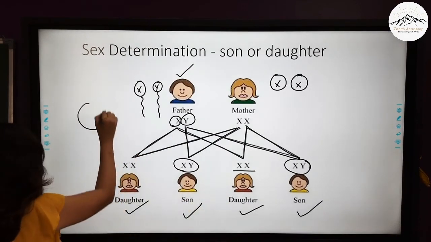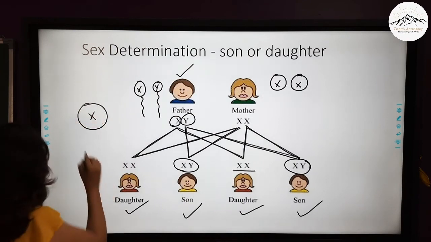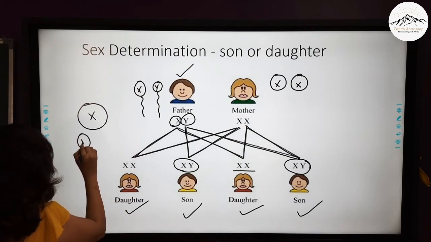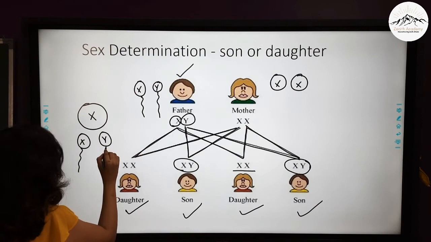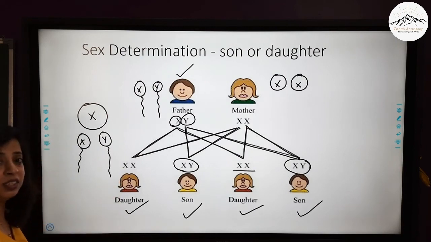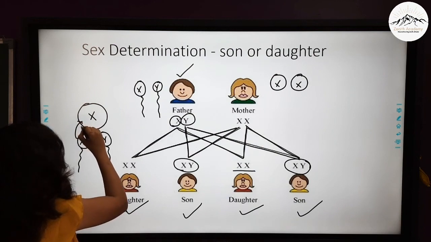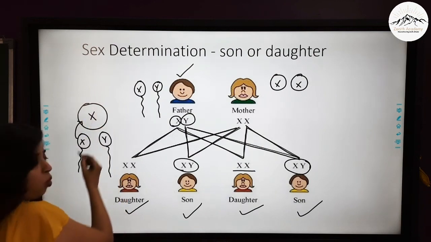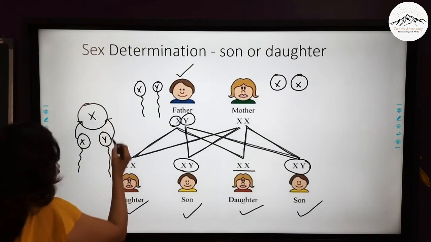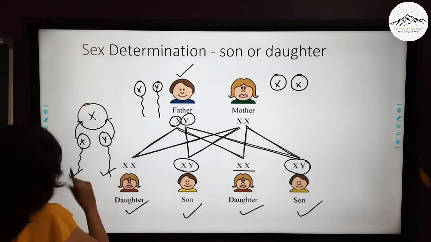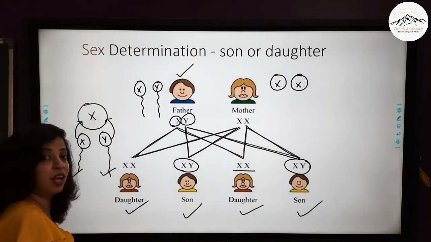Now if this is an ovum of a mother, which is X always, and this is the sperm of a male, it is totally a game of chance whether this will combine with the ovum to give a female child or this will combine with the ovum to give a male child. So it depends on which sperm fertilizes the ovum of a female to give rise to a baby.